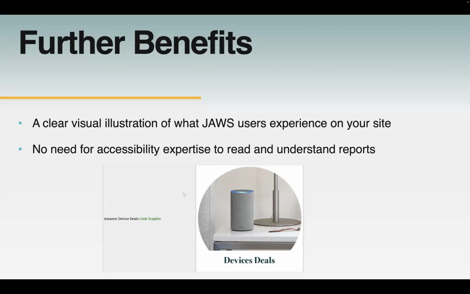And this is key. You can very easily understand whether that text, Amazon Device Deals, correctly, accurately, and concisely conveys to the user what the image is and what purpose it has. You can see that without having to check the alt attribute or what kind of code is behind it. You can see what the issue is very clearly as well if that text is not helpful.